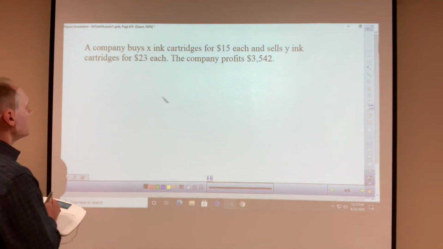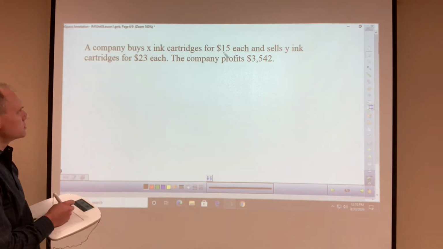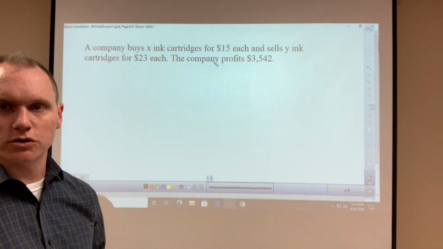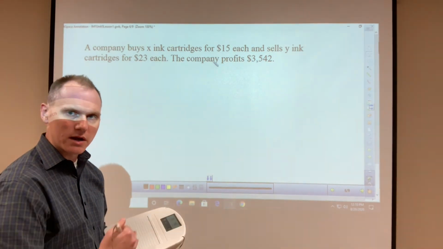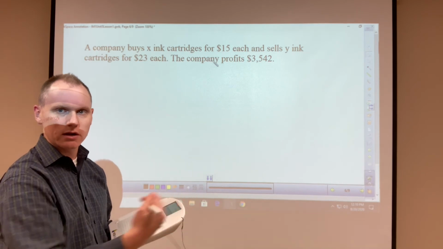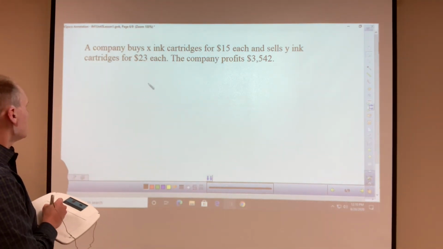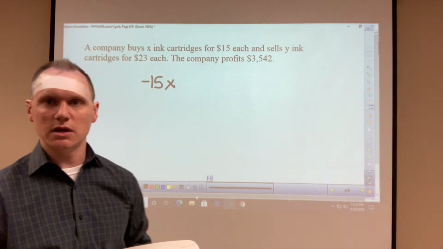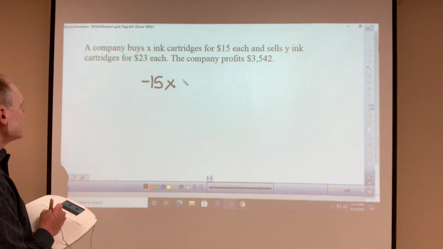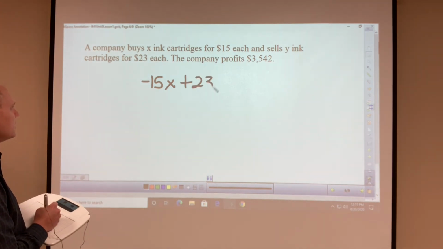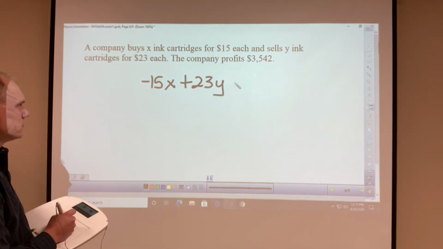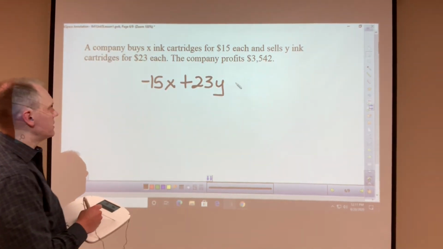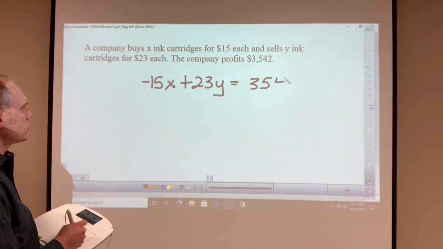All right, so if we buy X ink cartridges, we're losing money when we buy cartridges, right? We're giving away our money to trade for cartridges. So we lose $15 per cartridge that we buy, and then we add $23 for every one that we sell. We're profiting $23 for each one, and it equals $3,542.